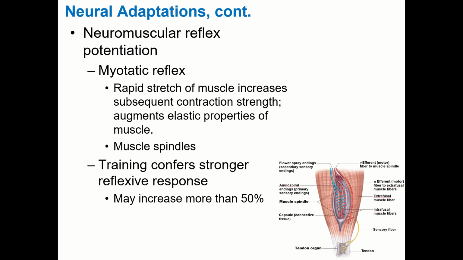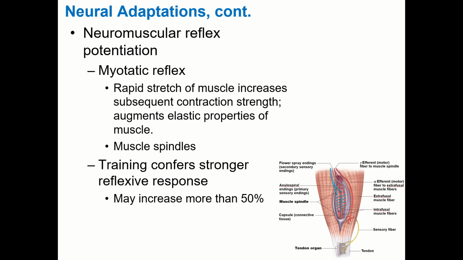And so, again, if the muscle is stretched too quickly, it stimulates the muscle spindles, they send an excitatory signal back to the spinal cord, then that activates the alpha motor neuron, and so then it is going to stimulate muscle contraction. And so why that matters then is that a muscle that's stretched really quickly is capable of contracting with more force and more power.